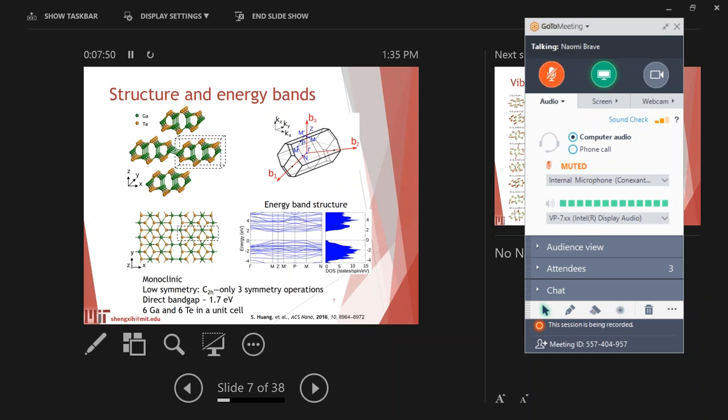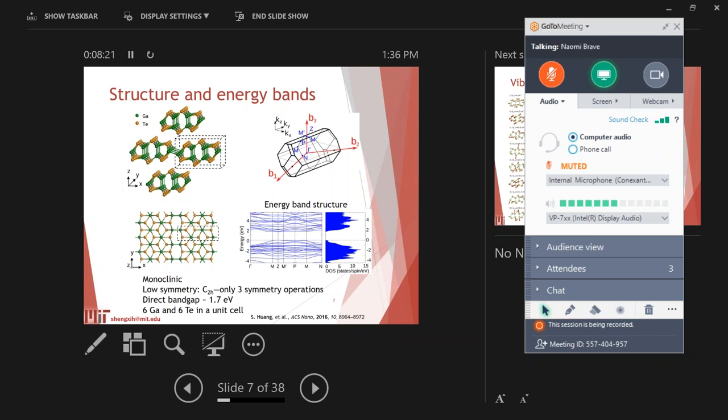And this gallium telluride also has a direct band gap of around 1.7 eV. This is advantageous because the direct band gap occurs from few layers all the way to the bulk. This is different from some of the other 2D materials like MoS2, because MoS2 only has a direct band gap at monolayer, and starting from 2 layers, the gap becomes indirect. So this makes gallium telluride more interesting for applications.